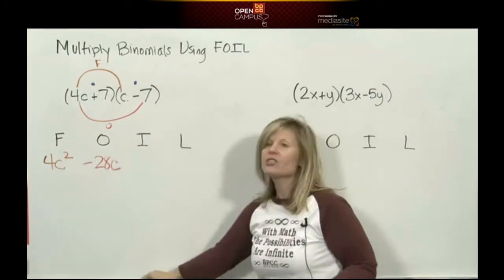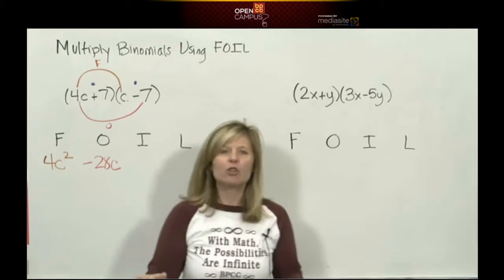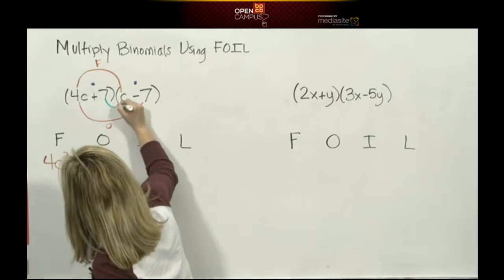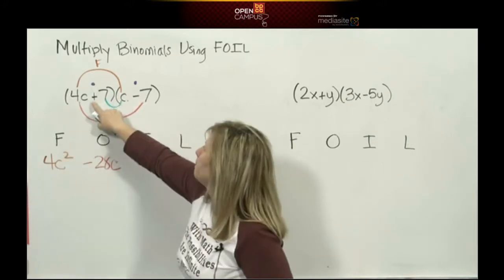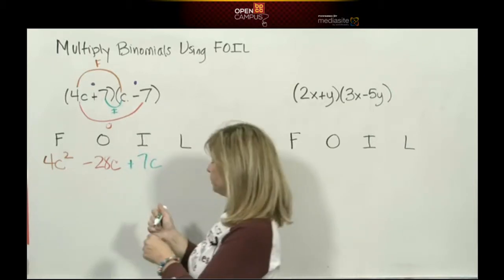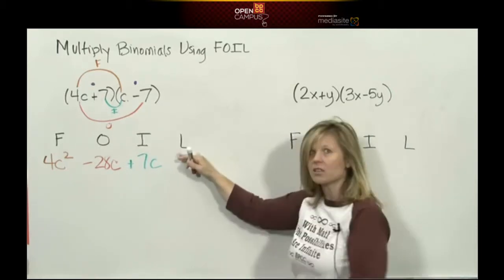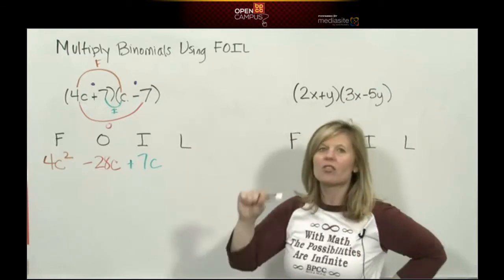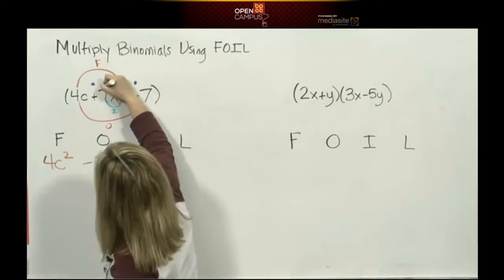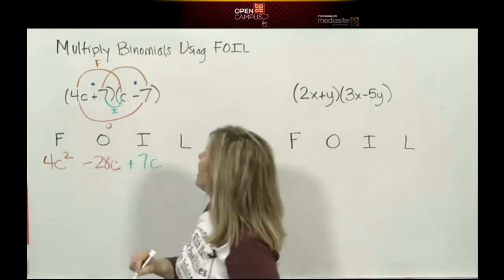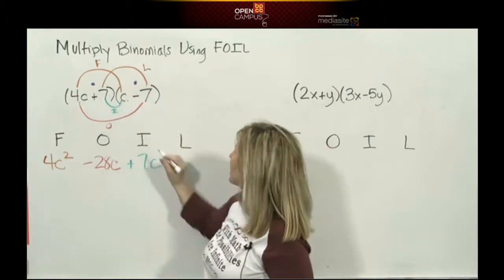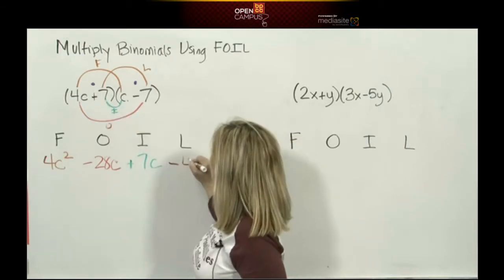I stands for the word inners. Inners would be the two inner terms in the parentheses. That's going to make the little man's nose. So there are your inners. Positive 7 times c is positive 7c. Last are the last two terms in the parentheses. That is usually the constants. The last would be the positive 7 times the negative 7, which makes the man's other eyebrow. So positive times a negative is a negative. 7 times 7 is 49.